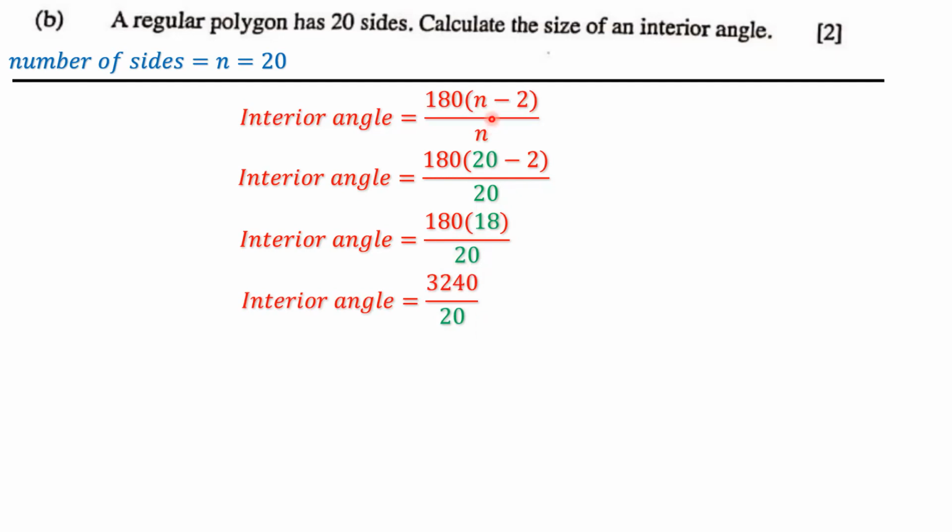So what did we do here exactly? Well, I substituted 20 for n, so it's going to be 20 minus 2. 20 minus 2 is going to be 18. So we have 18 at the bottom. So we have 180 multiplied by 18.